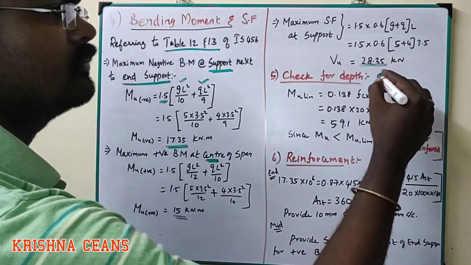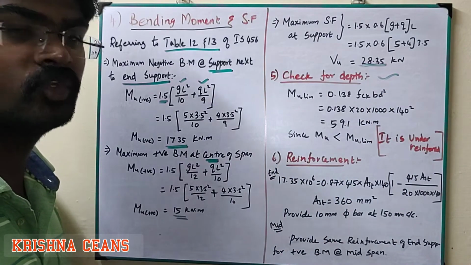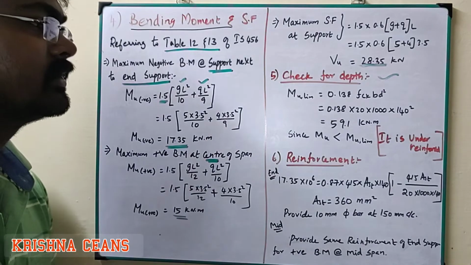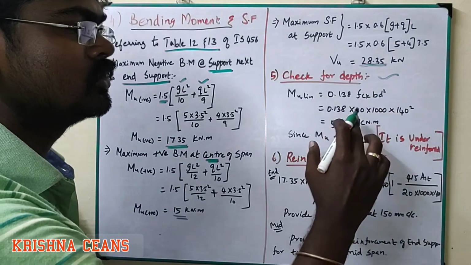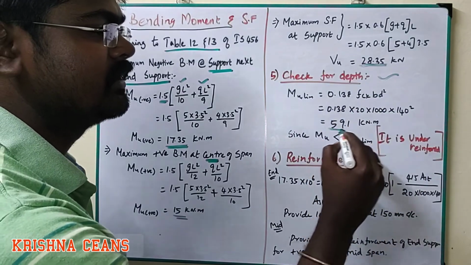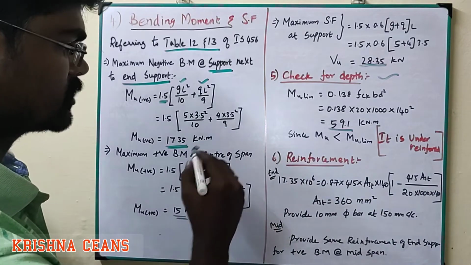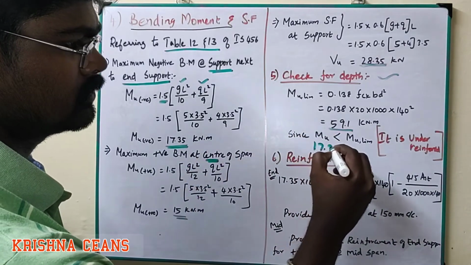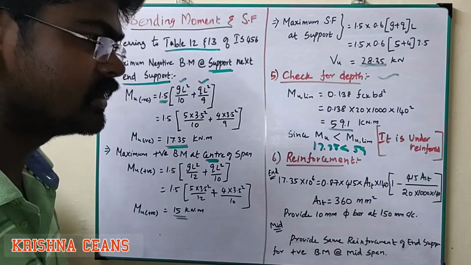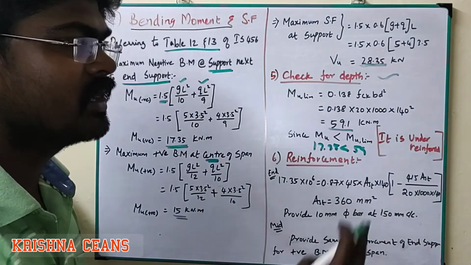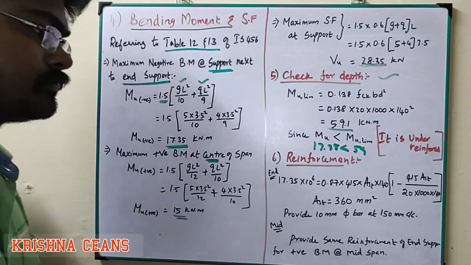So next we have to check whether our effective depth can withstand that. So Mu limit formula is 0.138 fck bd square. So substituting all those values, we get 59.1. So our Mu value, the maximum, is 17.35, which is less than 59. So since Mu is less than Mu limit, based upon our conditions, it is under reinforced.